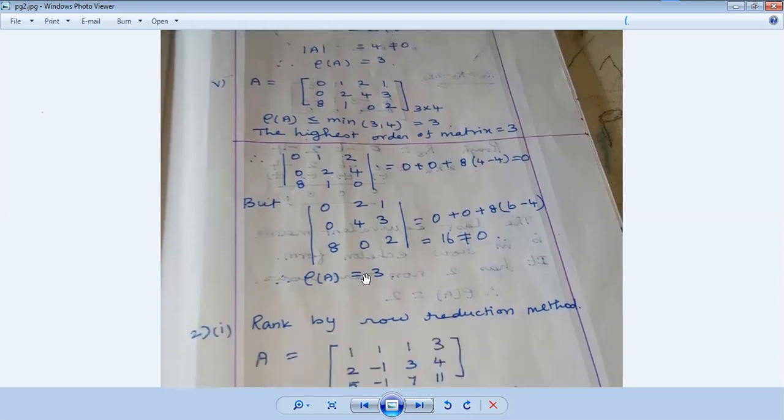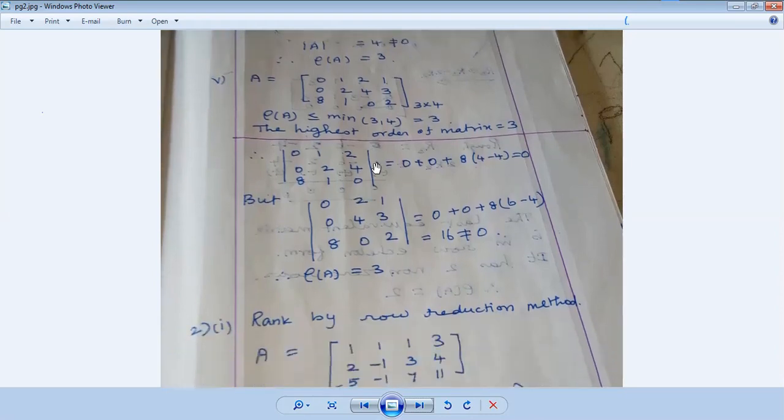Therefore, this is known as finding the rank by the determinant method. Okay. Are you clear, students? If you have any doubt, you ask me. Okay. Next one, second question.